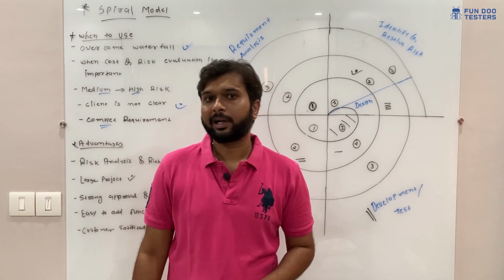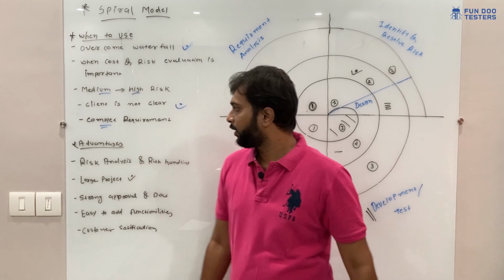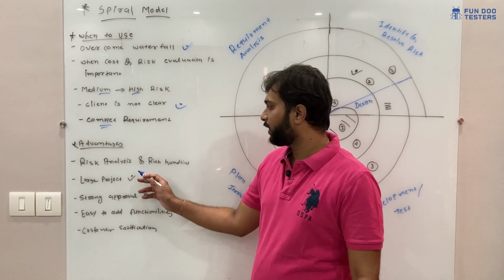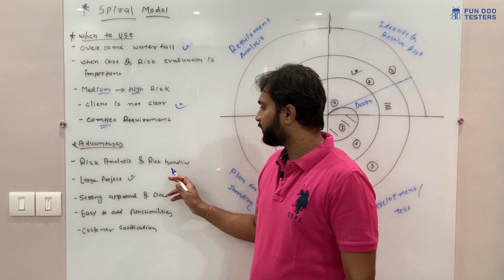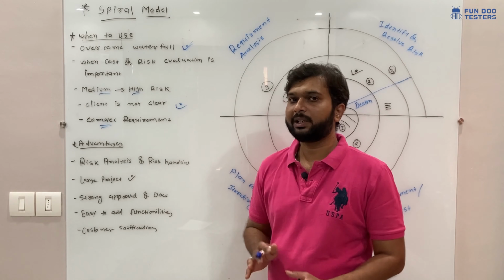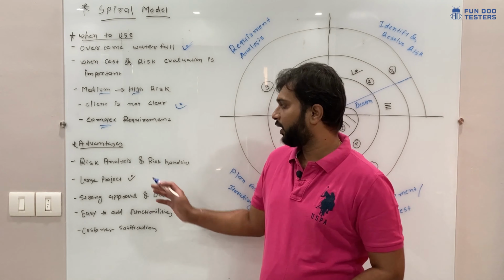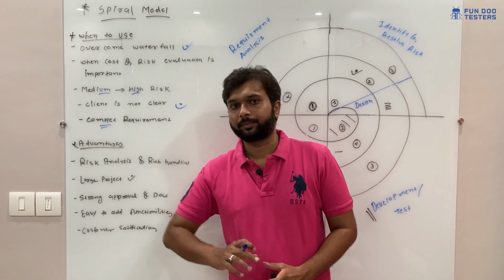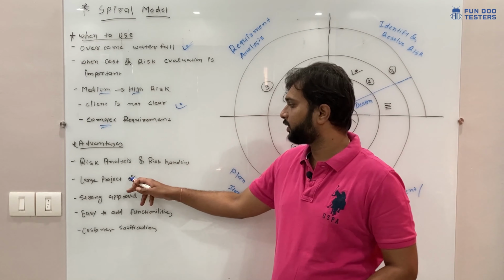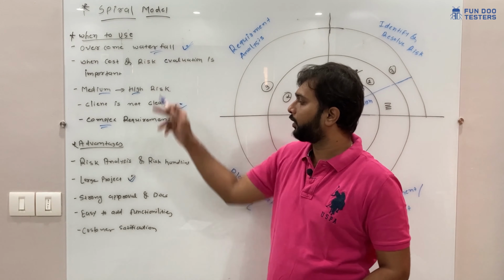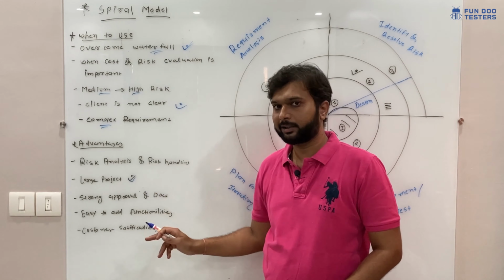Now we will learn what the advantages of the spiral model are. The first advantage is risk analysis and risk handling. So we can easily manage the risk. Another is large products. This is the main improvement over the waterfall model. So we can go with large products.